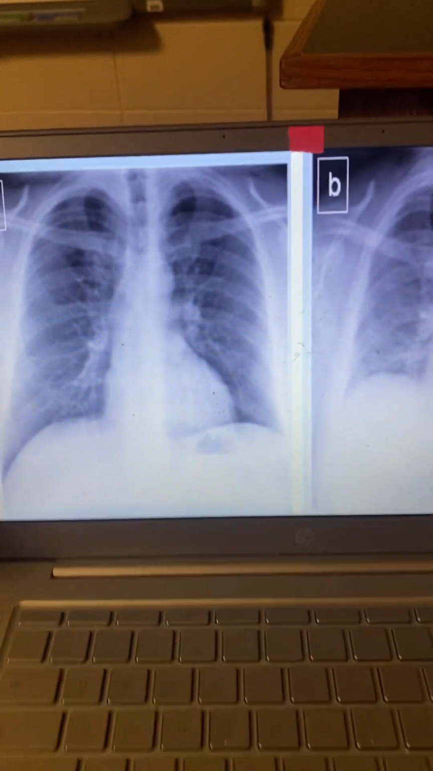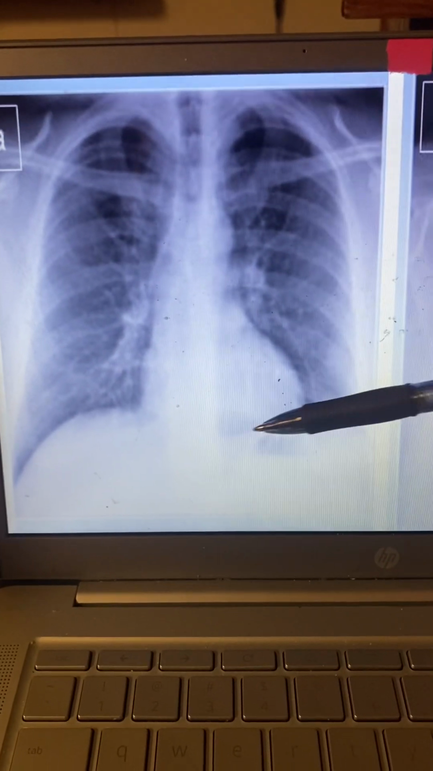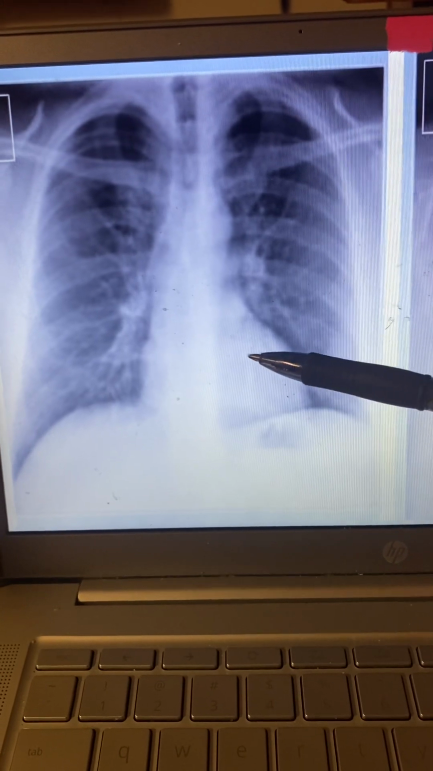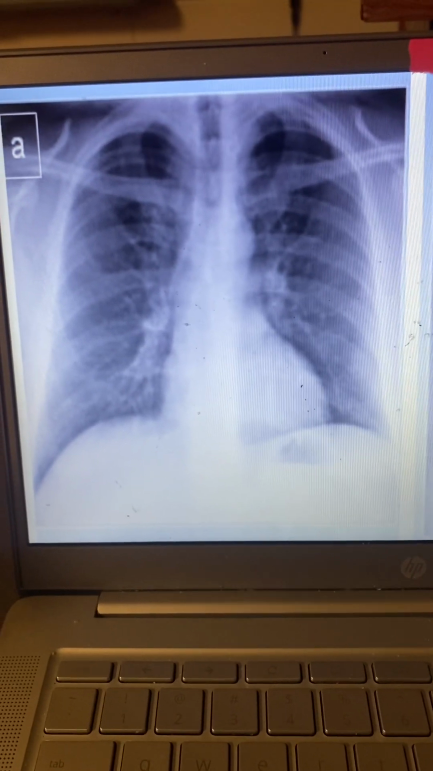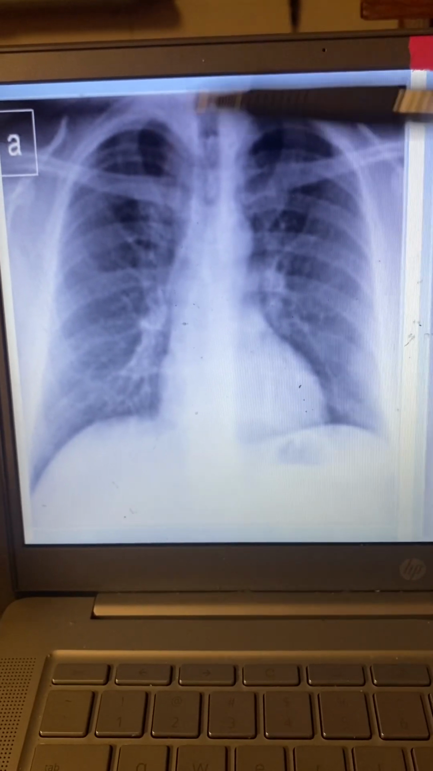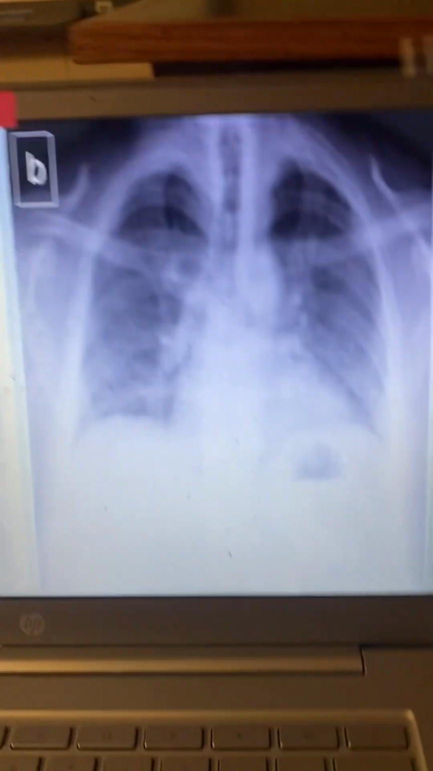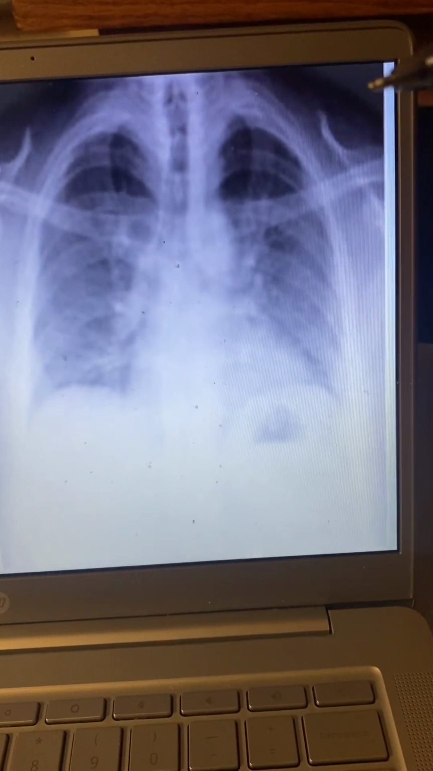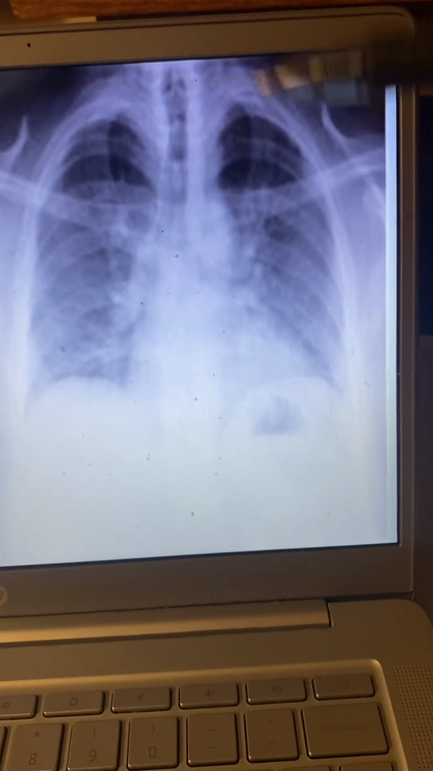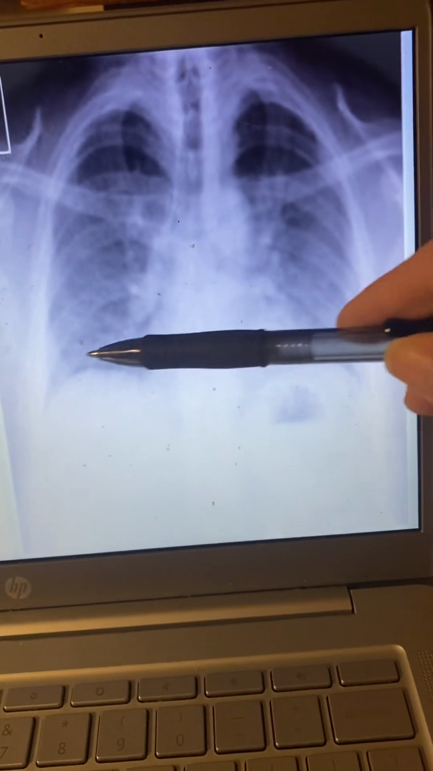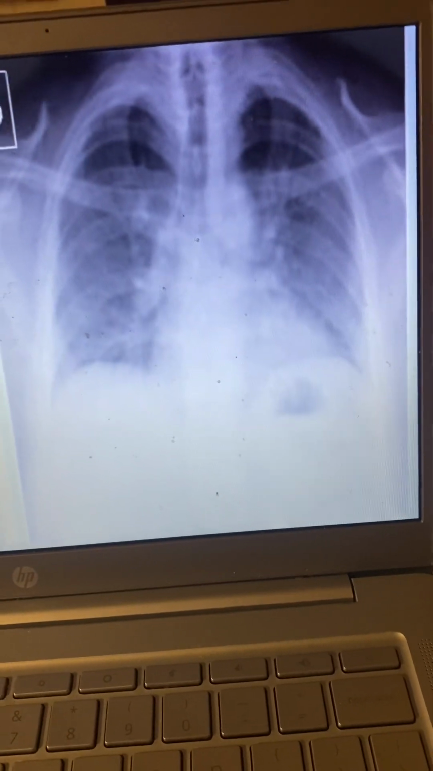This one shows the diaphragm during inspiration. So the diaphragm contracts and then it goes down, and then the air fills in the lungs. And on this one, this is my diaphragm during exhalation. So it relaxes and then it ascends up towards the lung.